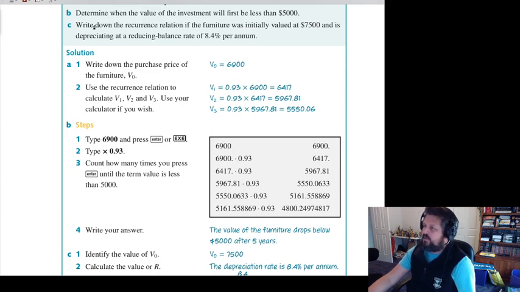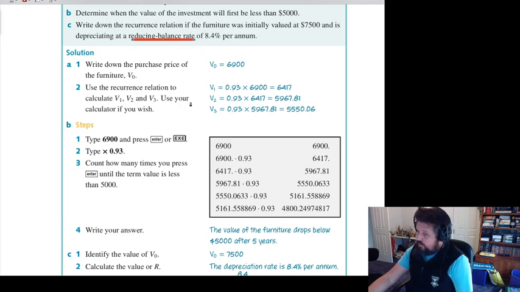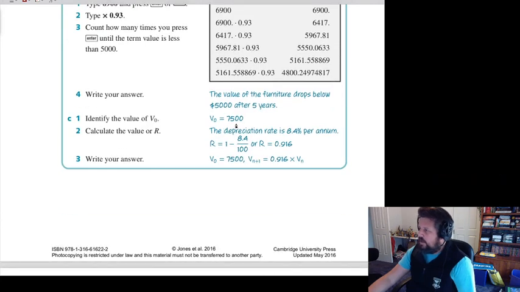It says write down the recursion relationship if the furniture was initially valued at $7,500 and it depreciated using a reducing balance rate. Not straight line, reducing balance, which is what we're doing in this exercise, of 8.4% per annum. Cool, so I'd write down what V0 is, it's 7,500. I would write down what the little r value is, it's 8.4%. We can calculate big R using the formula above. It's depreciation, so remember it's 1 takeaway little r over 100. We get that value. We can then write out the nice recursion relationship from there.